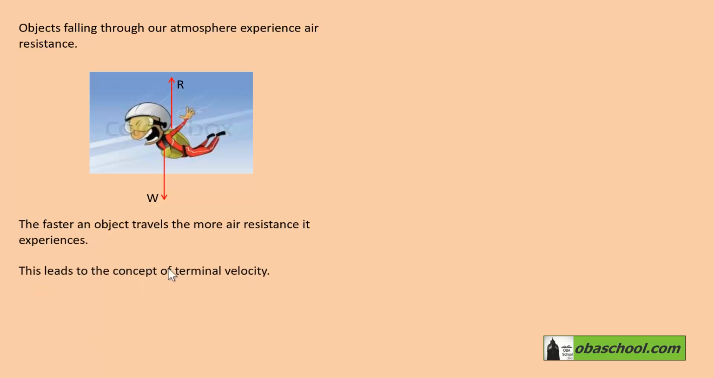This leads to the concept of terminal velocity. So initially, when the skydiver jumps out of the plane, he will accelerate because the weight will be greater than the air resistance. But there comes a point where these two equalize, and then you don't go any faster. And that's called terminal velocity.